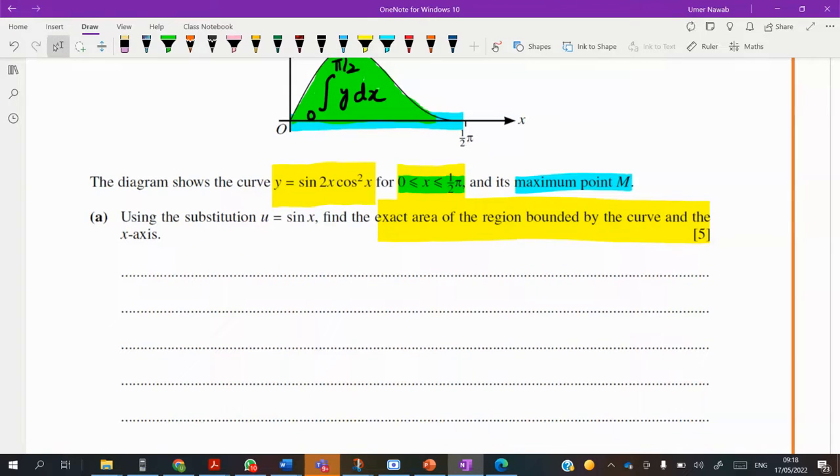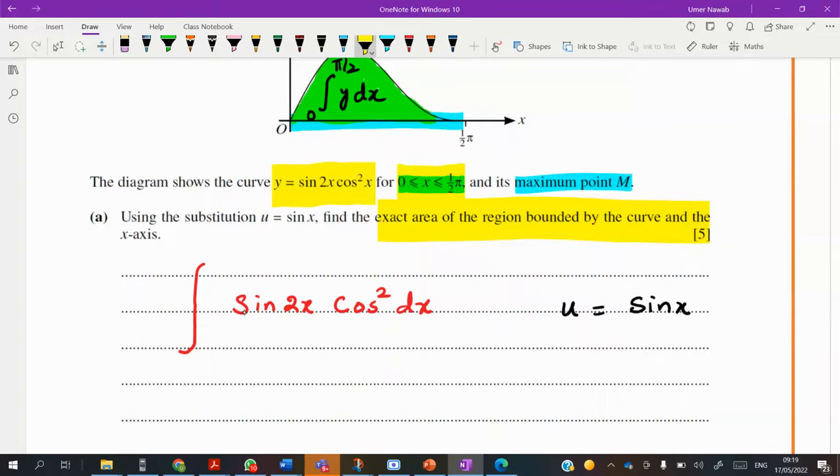But to do this integration, we have to use substitution. So let's start the question. Sine of 2x and cosine square of x. I will apply the limits later on. And what is the substitution given to me? He said u is equal to sine of x.